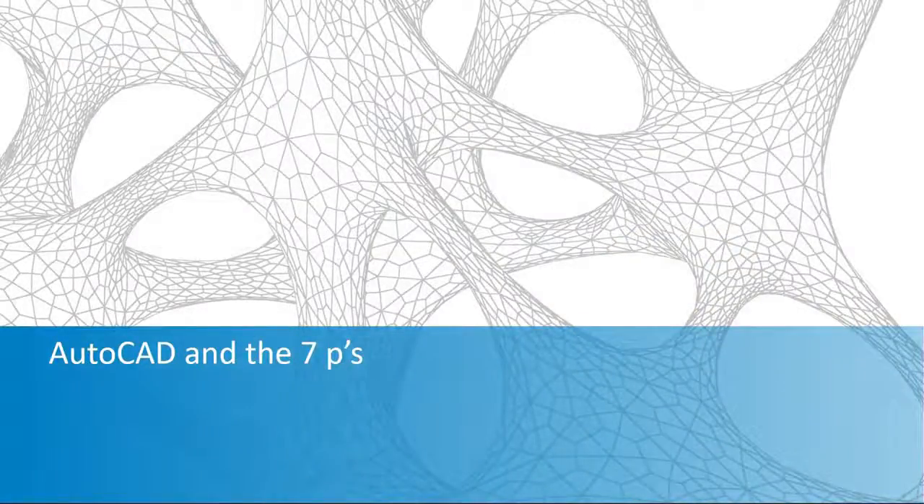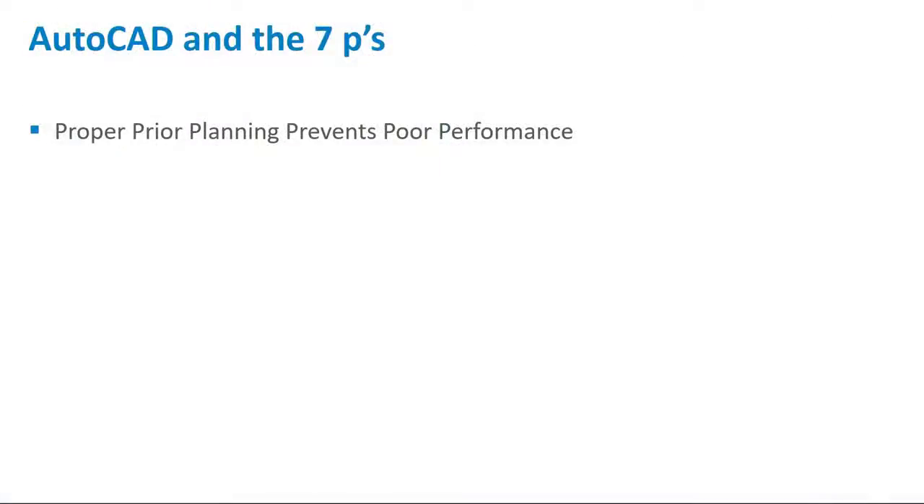Okay, next section I've called AutoCAD and the 7 Ps. Proper prior planning prevents poor performance. Now that's 6 Ps. I had to drop 1 P because it's not politically correct to say that word in an audience of nice people. But it's the way that I look at things when I'm working with Revit and AutoCAD: you need to prepare the drawings before you start trying to bring them into Revit.